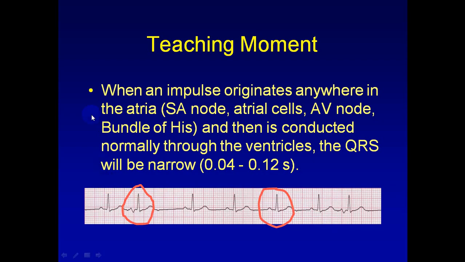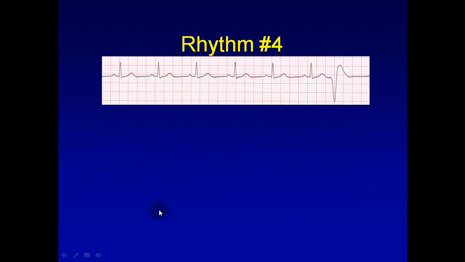Please pay attention. When an impulse originates anywhere in the atria, the SA node, an atrial cell, the AV node, or the bundle of His, and is then conducted normally through the ventricle, the QRS complex is normal. Again, any impulse originating above the ventricle is conducted normally, so the QRS complex is narrow and normal, like in the premature atrial contraction. While if the impulse originated in a ventricle, the QRS complex will be bizarre in shape and duration, abnormal.